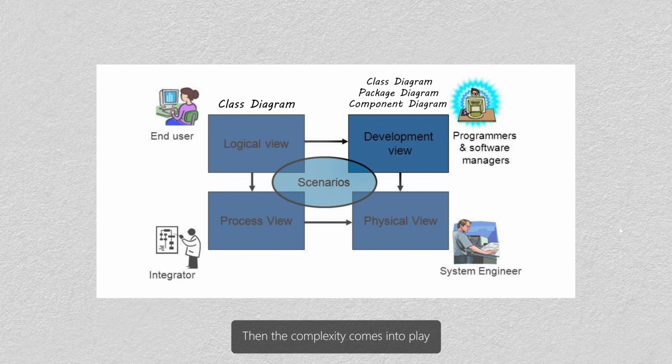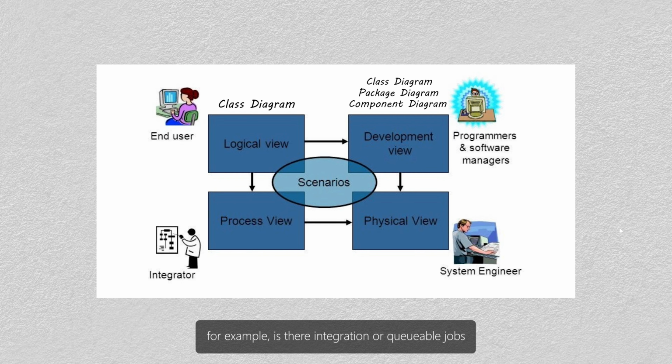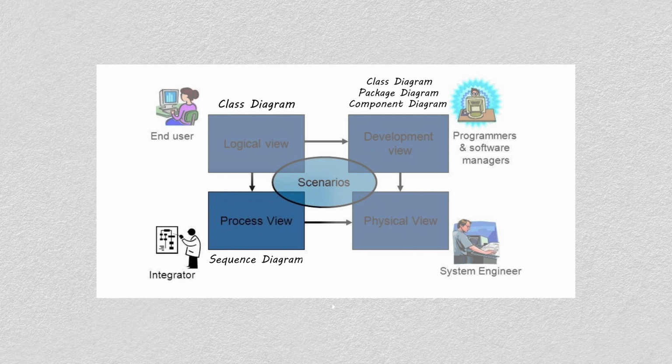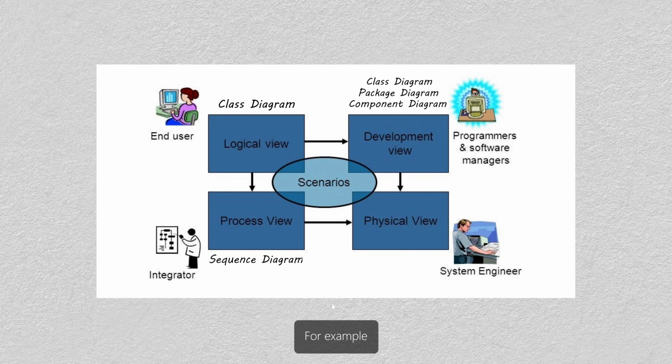Then the complexity comes into play. For example, either integration or queueable jobs. If so, we should focus on the process view, which might be described by a sequence diagram. You don't need to cover all the viewpoints. For example, you probably won't need the physical view at all.